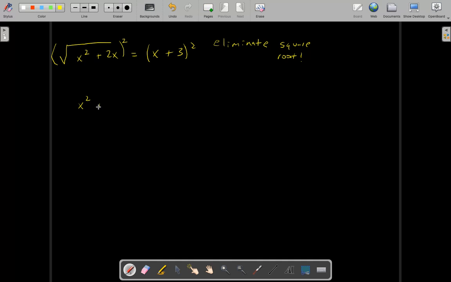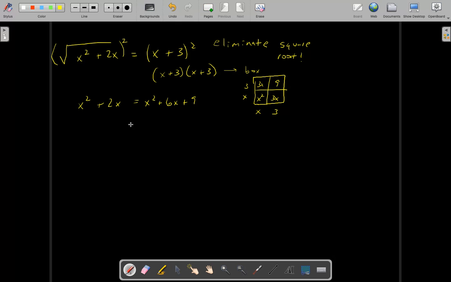Once we do that, this eliminates the square root. We have x squared plus 2x equals, and we have this right here squared. That basically means x plus 3 times x plus 3. We can distribute, or we can do the box method. I like the box method because that's consistent with what we've done all year. x times x is x squared, 3x, 3x, 9. So the final answer to that is x squared plus 6x plus 9.